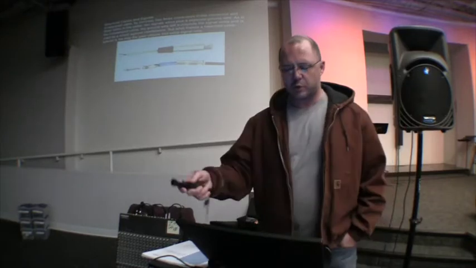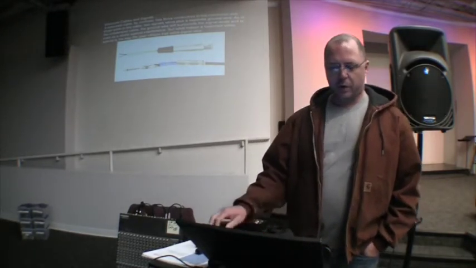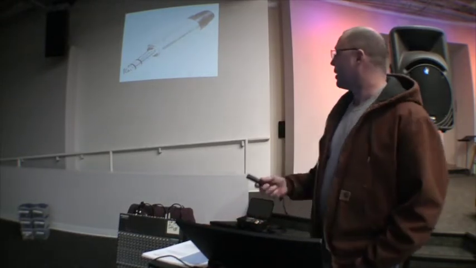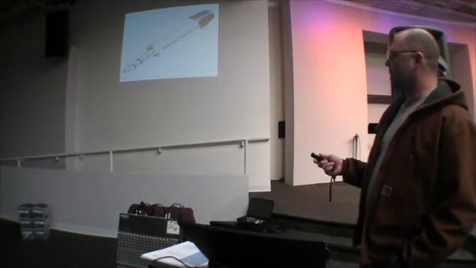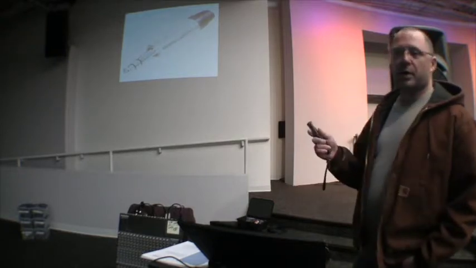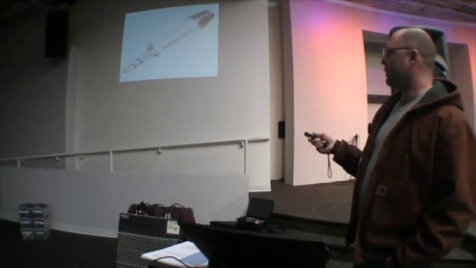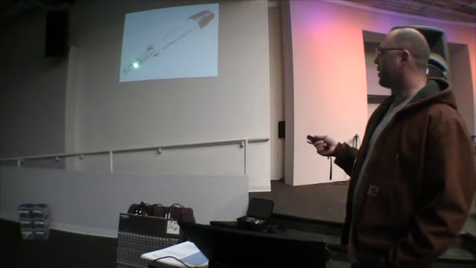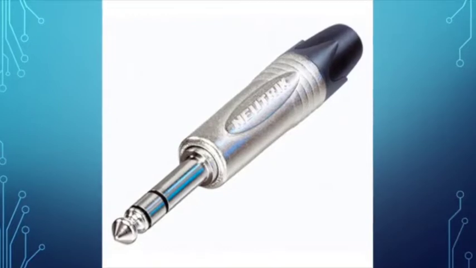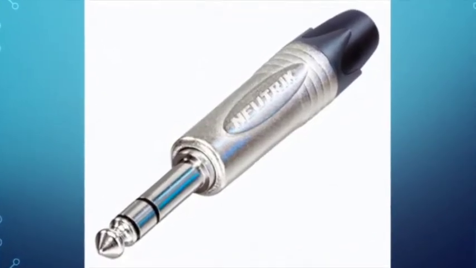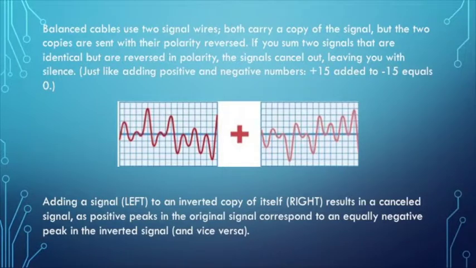So why would you need two signal wires? If you could go to the next slide. This is an example of a balanced signal cable or a connector, the TRS. The guitar cable I passed around is a TS, tip sleeve. This is a tip ring sleeve. So you have signal there, and ground there. And the way it uses it, balanced cables use two signal wires. Both carry a copy of the signal, but the two copies are sent with their polarity reversed. You can see there on the left is the original signal, on the right is the same signal, but it's flipped.